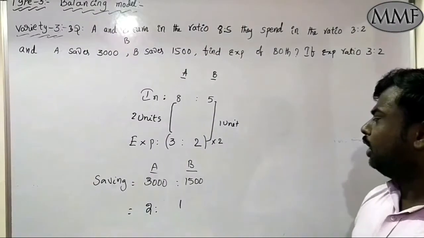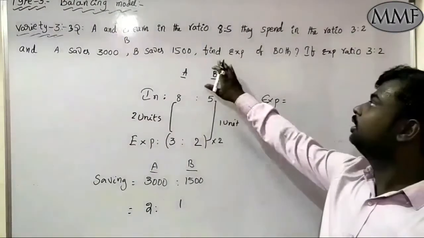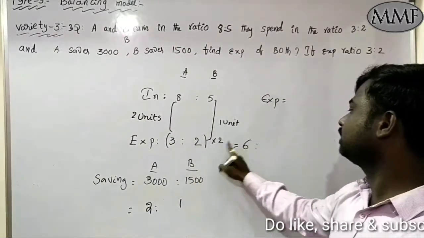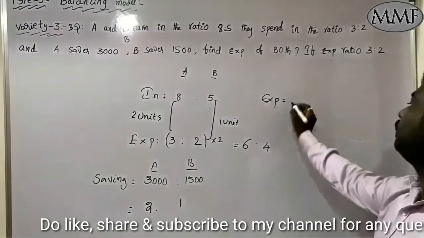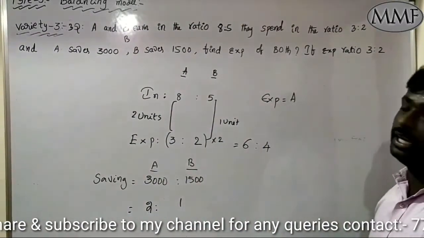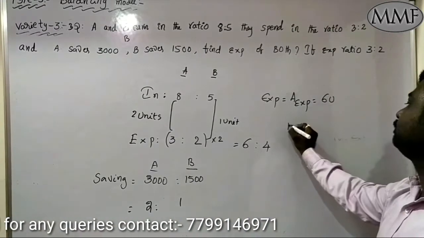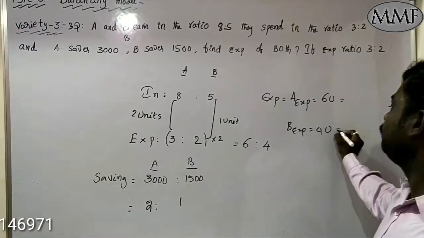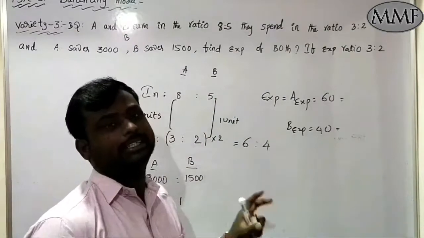Clear? Now what is he asking? The expenditure of both. What is the expenditure of both? 3 into 2, 6. 2 2s are 4. Clear or not? Yes. So I need to find the expenditure of A. A's expenditure is 6 units, B's expenditure is 4 units.